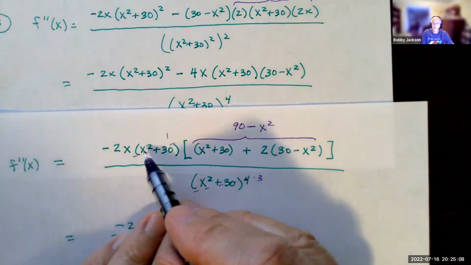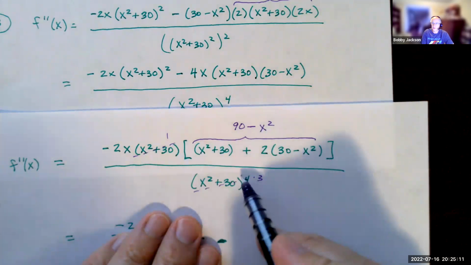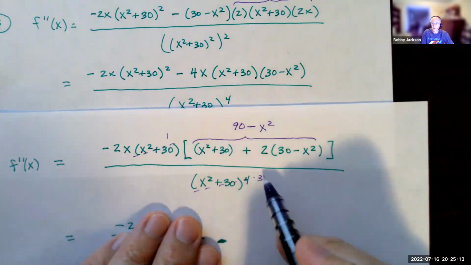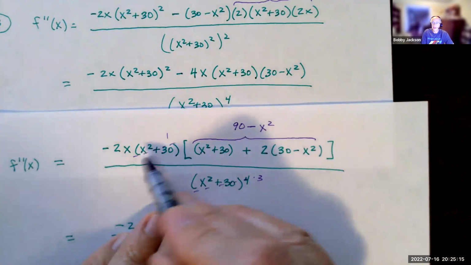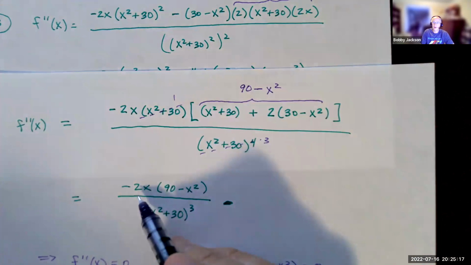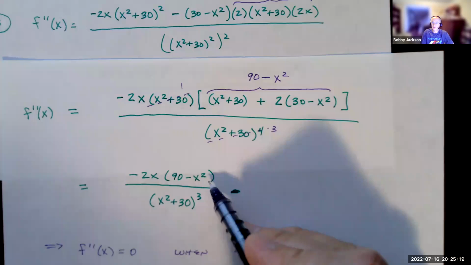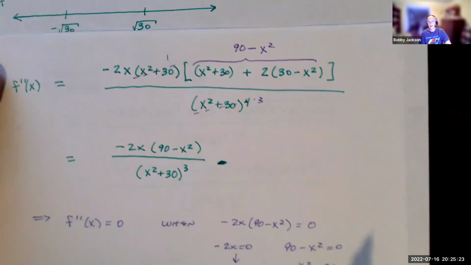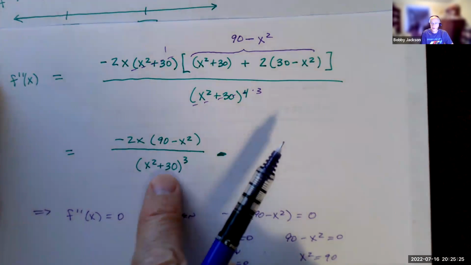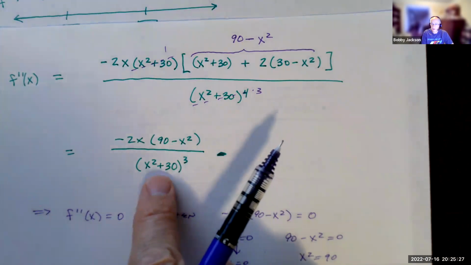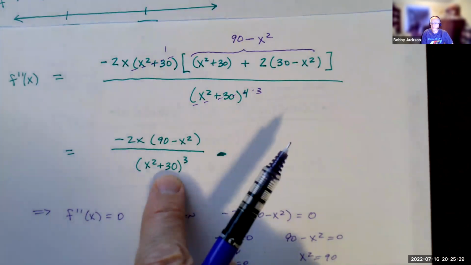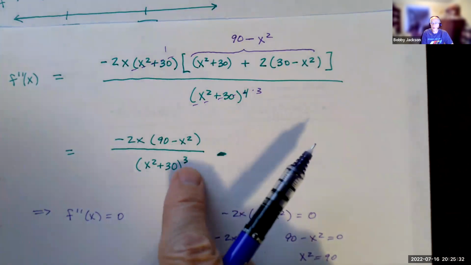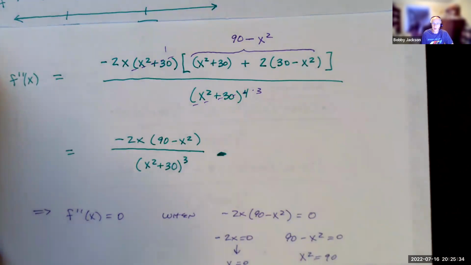Notice I can simplify further. This x squared plus 30 can cancel with one of these, x squared plus 30. So we're left with 3 down here, and that's gone. So I just have the negative 2x, 90 minus x squared over x squared plus 30 now to the third power. So there's my simplified second derivative. Notice the denominator again is always positive because x squared plus 30 is always 30 or more. And then, of course, cubing it, it's still a positive number.